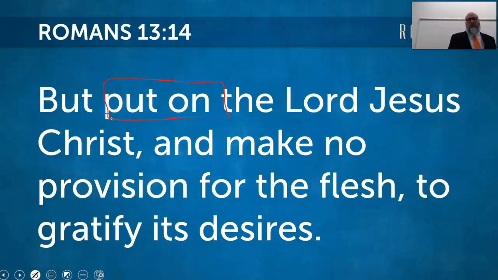The meta-narrative of Scripture for salvation is the same exact story beginning to end. It's hinted at in the Old Testament. It's whispered, but then fully revealed in the New. We're to be clothed with the provision that God has provided, and it's the provision of the Lord Jesus.